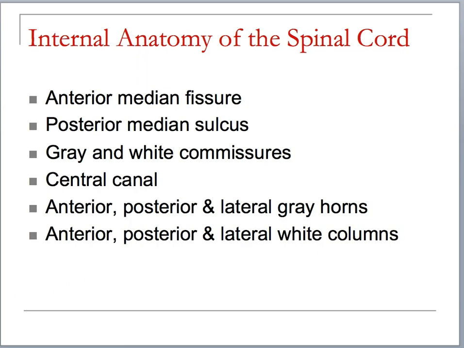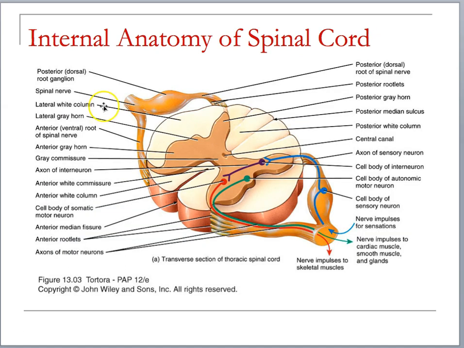What does it actually look like? So when we actually break this figure apart, you'll see in a moment when I pull this thing up, you can actually see here's that posterior median sulcus. So there's a transverse section through the thoracic spinal cord, and there's a reason why they picked that part of the spinal cord. We'll get to that in a minute.